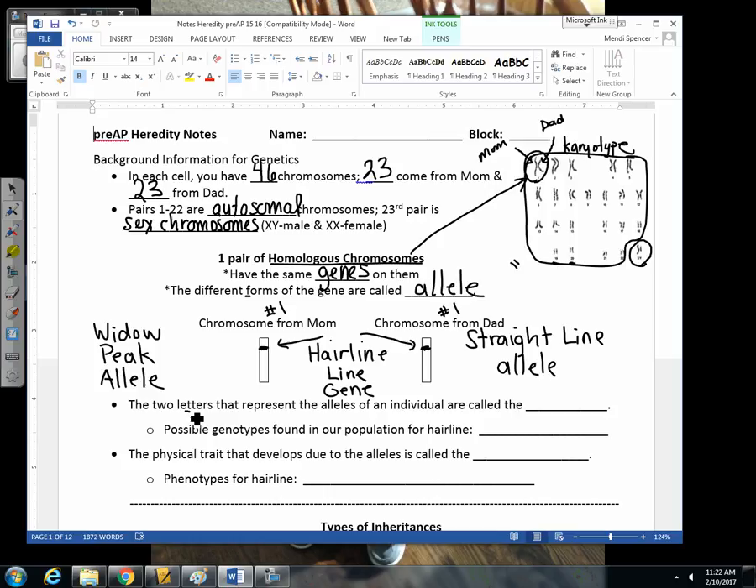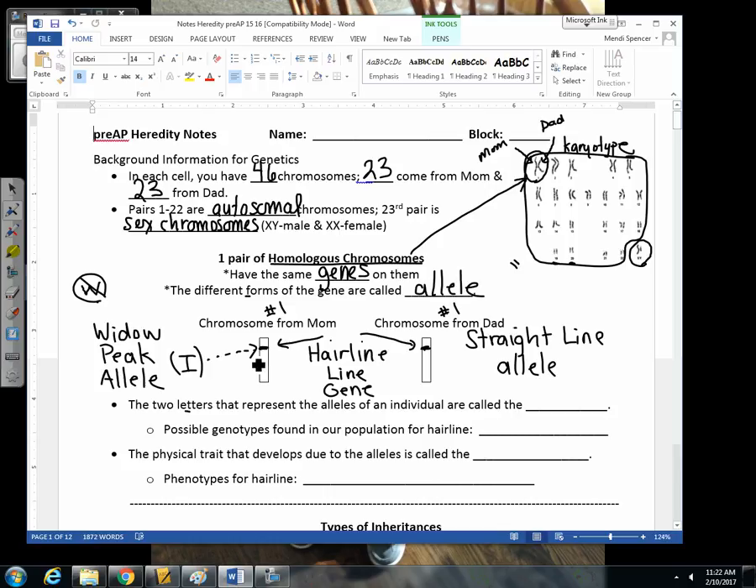So, for example, I could use a W over here, but it might be difficult for you to tell whether I wrote a capital W or a lowercase w. So we want to stay away from letters like this. I'm going to use the letter I because capital I and lowercase I look different from one another. So I'm going to let the capital I represent this allele right here that codes for widow's peak.